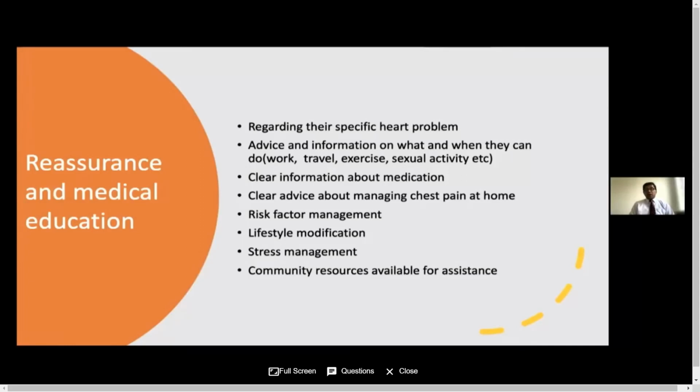You all know how to advise regarding this problem, and they have to be told their risk factors and how they are going to manage them. I will discuss this in the ongoing slides. And they have to be told about lifestyle modification and stress management. These things will be discussed by one of my colleagues in subsequent lectures.